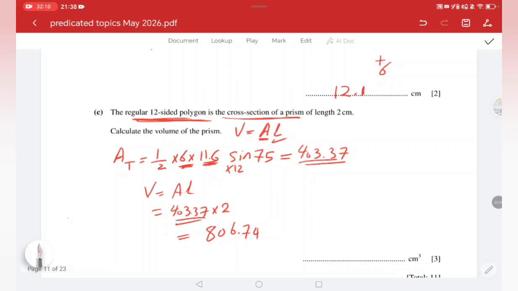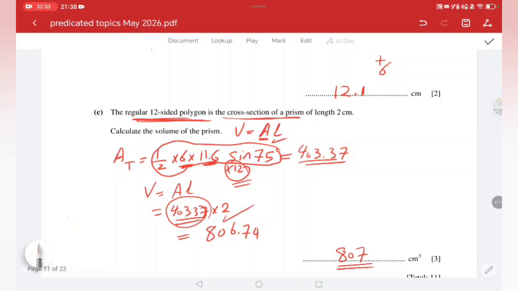So guys, please double check calculations. If you make it 3 significant figures, you may make it 807. No problem, it will still be correct. So again, when we do this, the area of one triangle times 12, because we have 12 triangles, and then you multiply the area times 2. 2 is the length to find the volume.